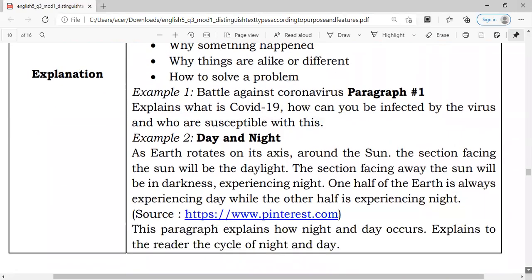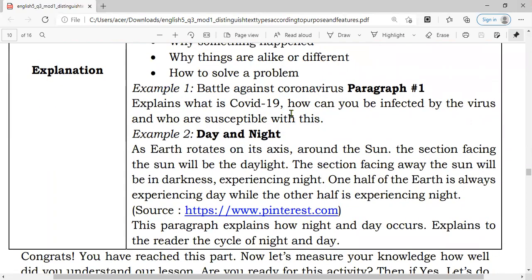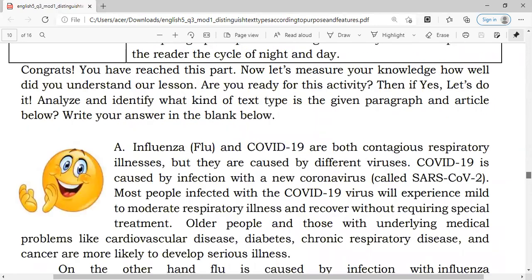There's an explanation there. What is COVID-19? How can you be infected by the virus, and who are susceptible with this? Okay, so there's an explanation. There's an explanation also who are the people who are more at risk of being infected with the virus. Okay, so that's explanation. So congrats, you have reached this part.